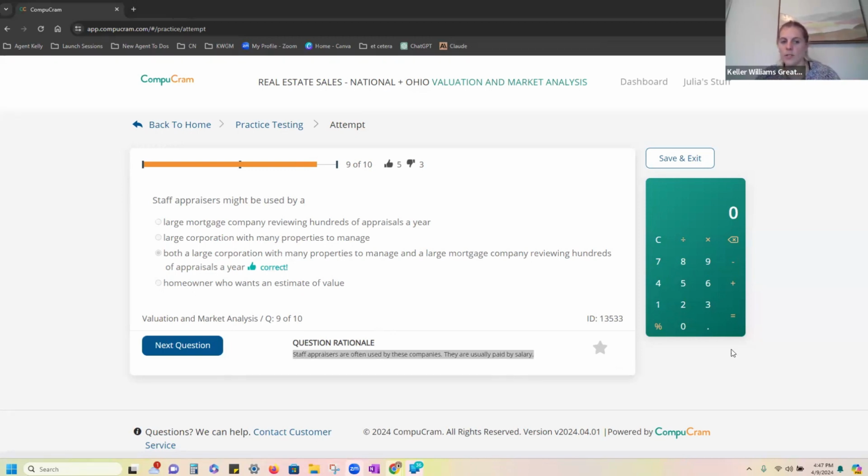So staff appraisers are used for both a large corporation with many properties to manage and any company, a large mortgage company reviewing hundreds of appraisals a year. So they would have appraisers on staff. Good job.